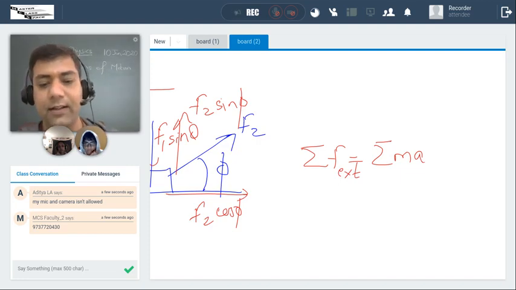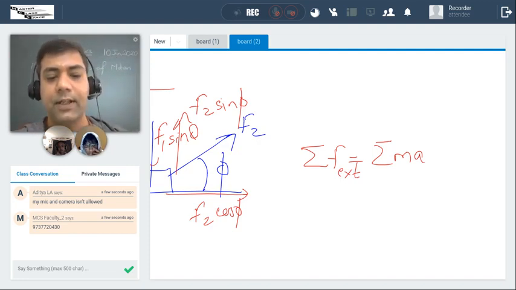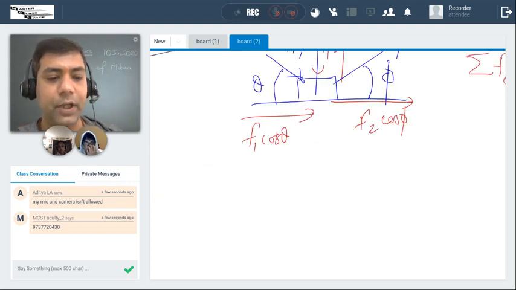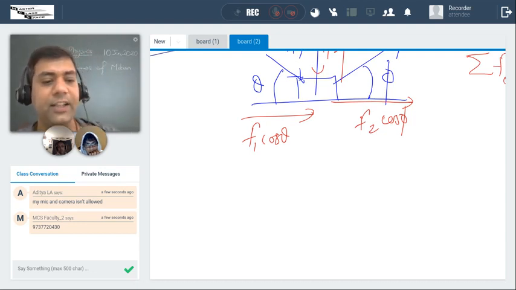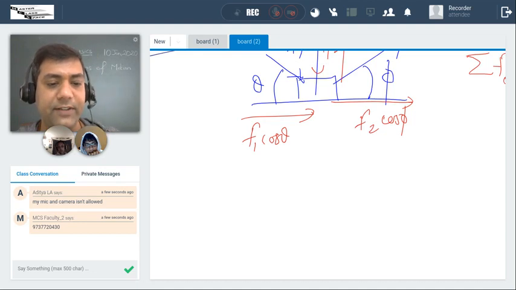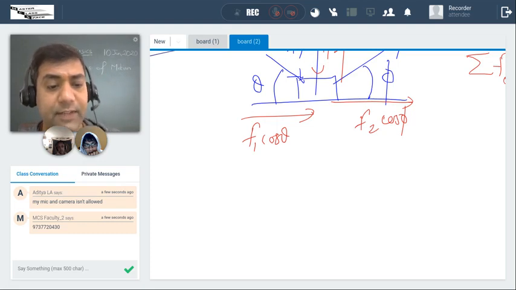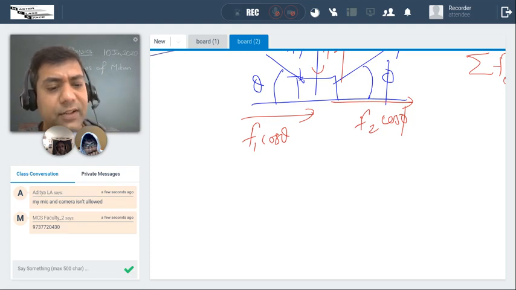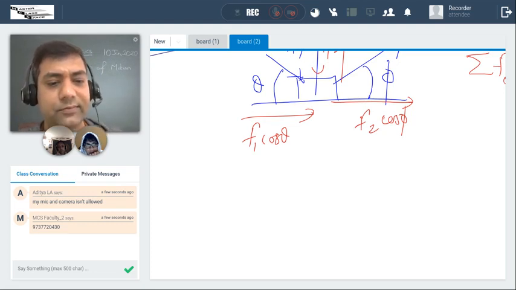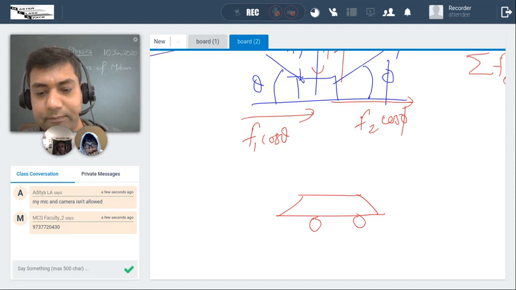Now I give you one very funny example. For example, you and your sibling are sitting in a car. One sibling is pushing the other, and the other is pushing the first sibling. They are applying force on each other. But by their forces, do you think the car is going to move? No. Why? Because two siblings are there, applying force on each other.